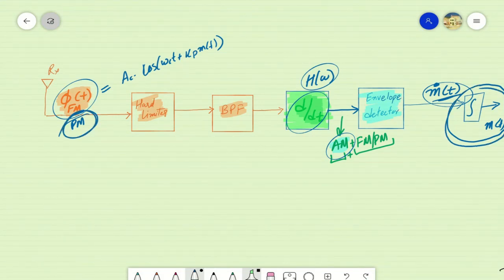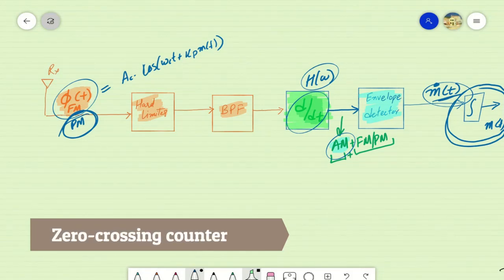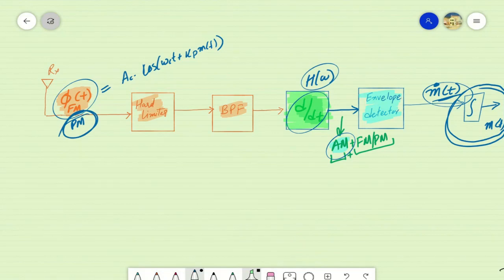Other than this design, we have several other designs for demodulation of such frequency modulated signals. For example, a zero crossing counter, a digital circuit which counts the zero crossings of the frequency and phase modulated signals. While counting zero crossings, we can estimate the instantaneous frequency, and instantaneous frequency has a direct or indirect representation of the information signal for the case of frequency and phase modulated signals.